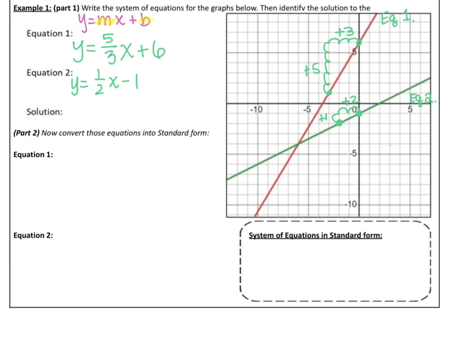There you go, guys. That's how to write the equations. Now, to identify the solution, well, where do those 2 lines intersect? Put a point at it and find the coordinates. -6, -4. That is the solution.